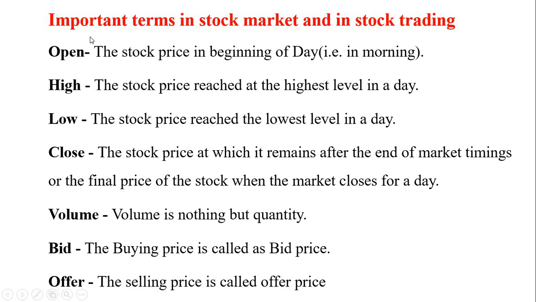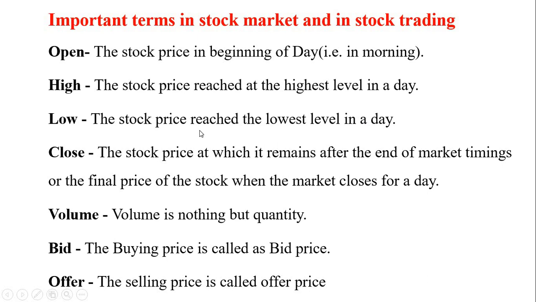High is nothing but the stock price reaching the highest level in a day, from morning 9:15 up to 3:30. Which was the highest, that we consider the high. Low is the opposite of the high. I mean the stock price reached the lowest level in a day.